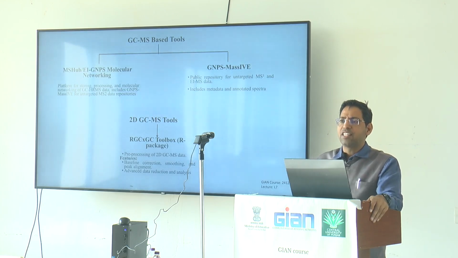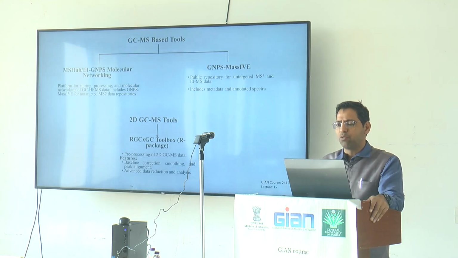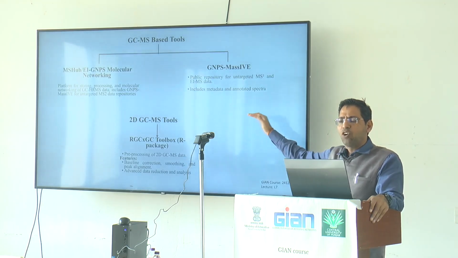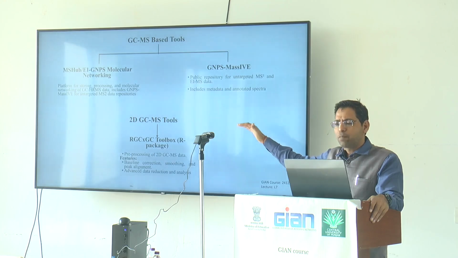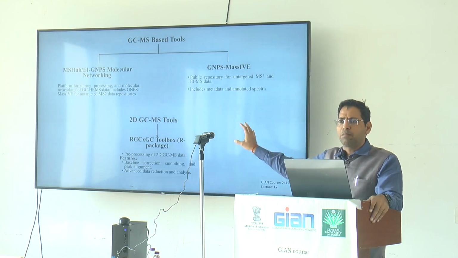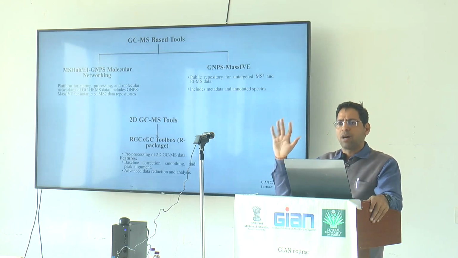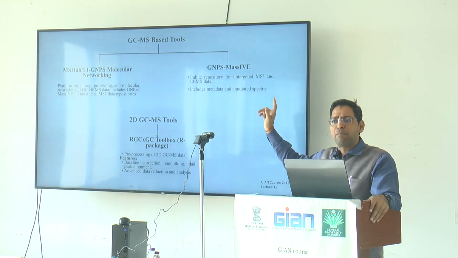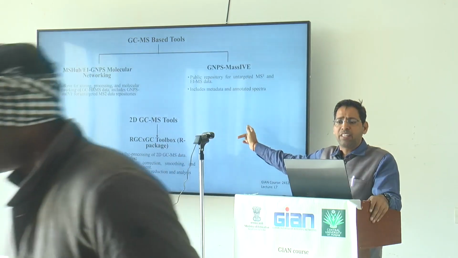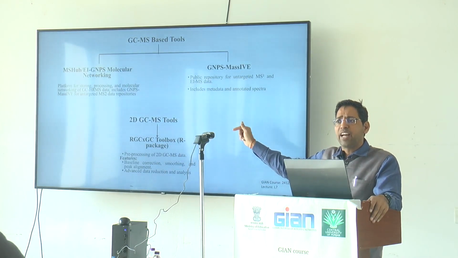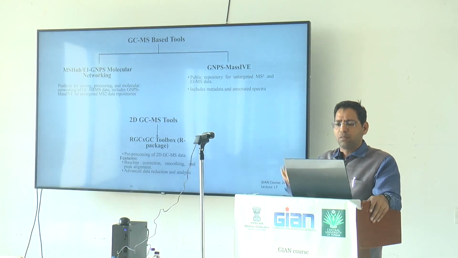The another one is the GNPS massive for untargeted MS data repository. So this is the public repository of the untargeted mass spectra and EI spectra data. So this is the public one. It is available. Whoever is working on some untargeted metabolites must check those types of databases because you will find some validation from this particular place also.